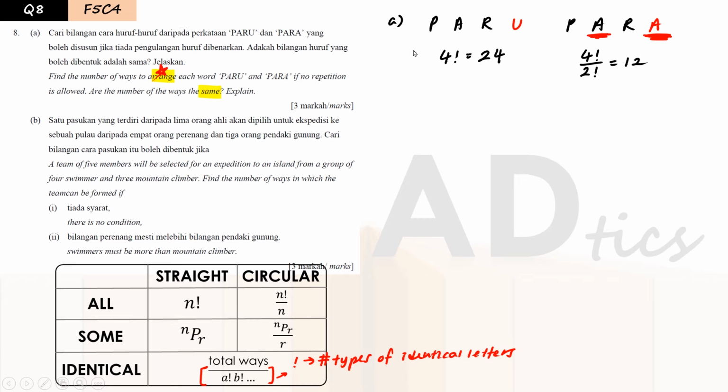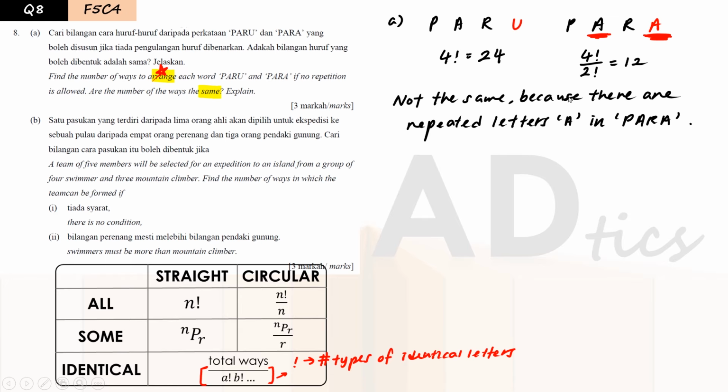So we can answer the next part of the question: are the number of ways the same? So obviously it's not. Why? Because there are repeated letters of A in P-A-R-A.